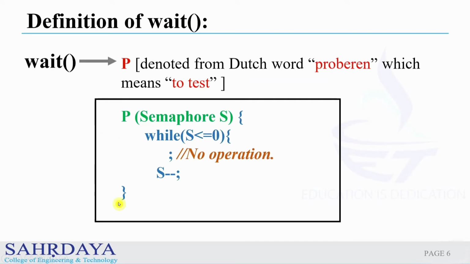Now, what does this operation actually signify? Whenever a process is trying to access the semaphore value, in case the semaphore value is less than or equal to 0, then the process gets stuck within this loop and it cannot enter the critical section area or access the resources. And in case the value of S is greater than 0, then the process exits the while loop and the value of the semaphore is decremented. That means the process is open to access the resources and enter the critical section area.